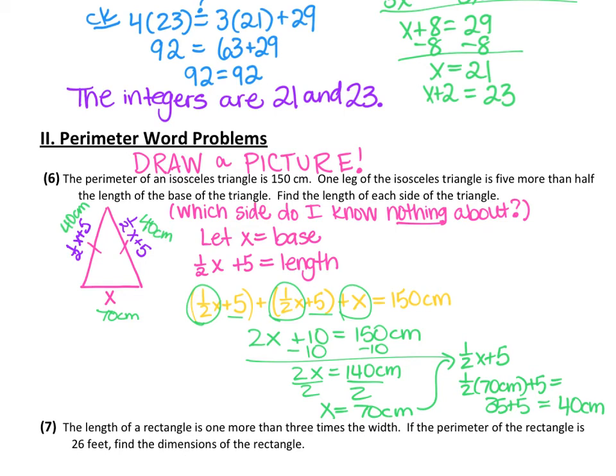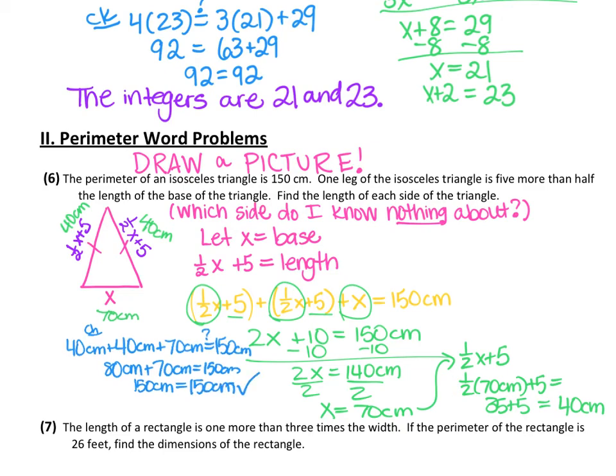We're going to check. So does 40 centimeters plus 40 centimeters, this is my check, plus 70 centimeters, does that equal 150 centimeters? Well, 40 plus 40 is 80 centimeters, plus 70 centimeters does indeed equal 150, so we check here.